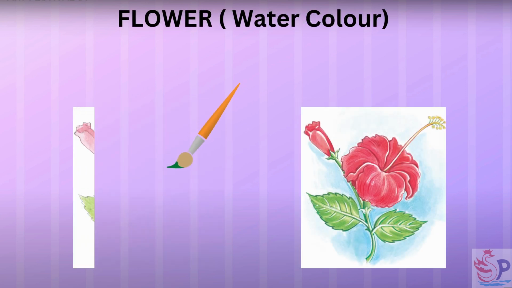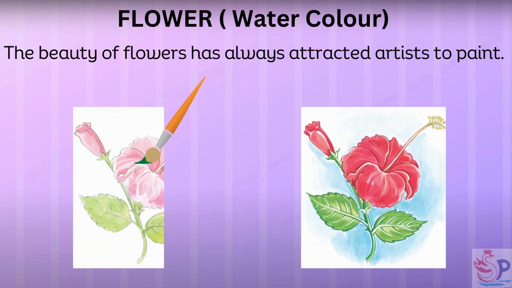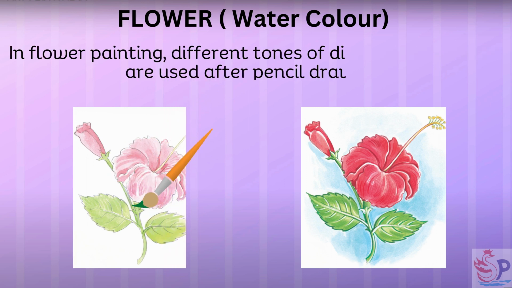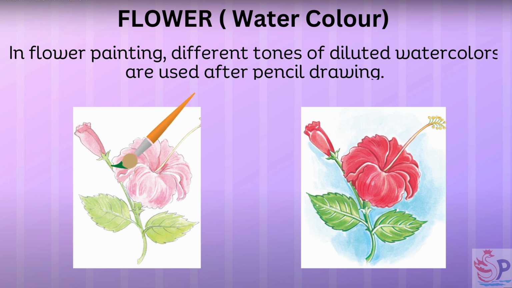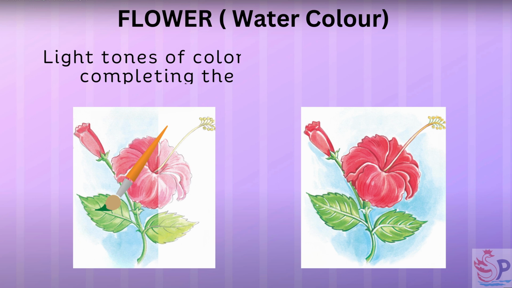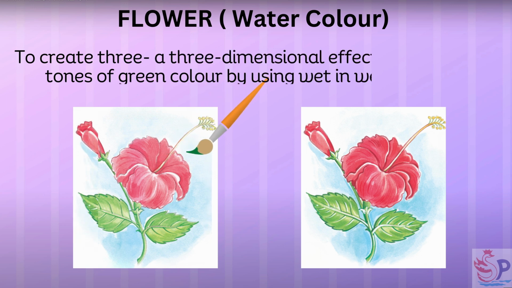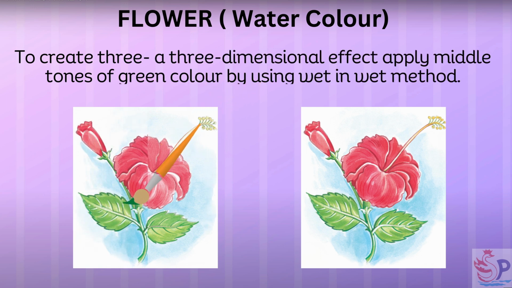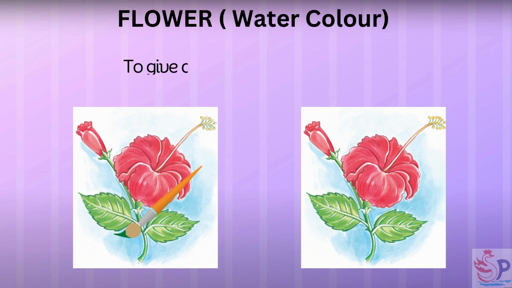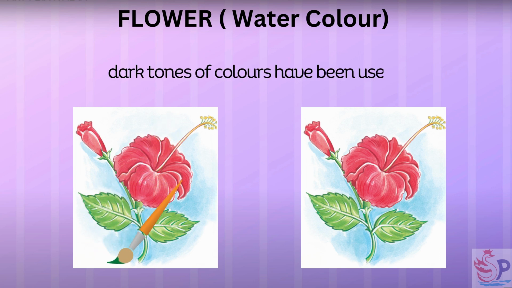Flower, watercolor. The beauty of flowers has always attracted artists to paint. In flower painting, different tones of diluted watercolors are used after pencil drawing. Light tones of color have been used after completing the drawing of the flower. To create a three-dimensional effect, apply middle tones of green color by using the wet in wet method. To give a final touch to the picture, dark tones of colors have been used.